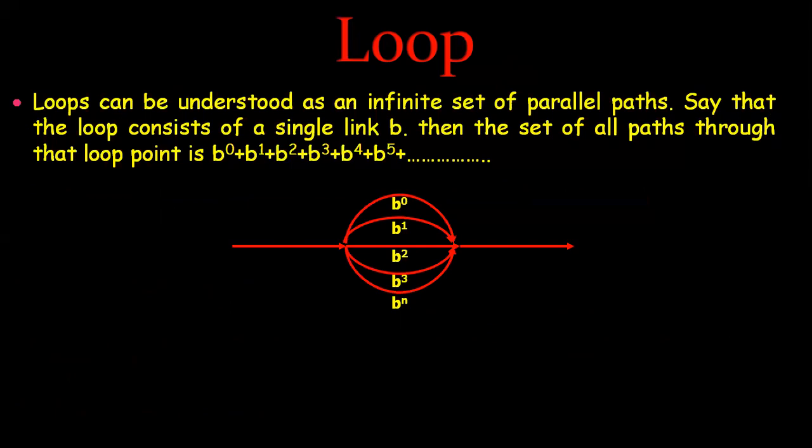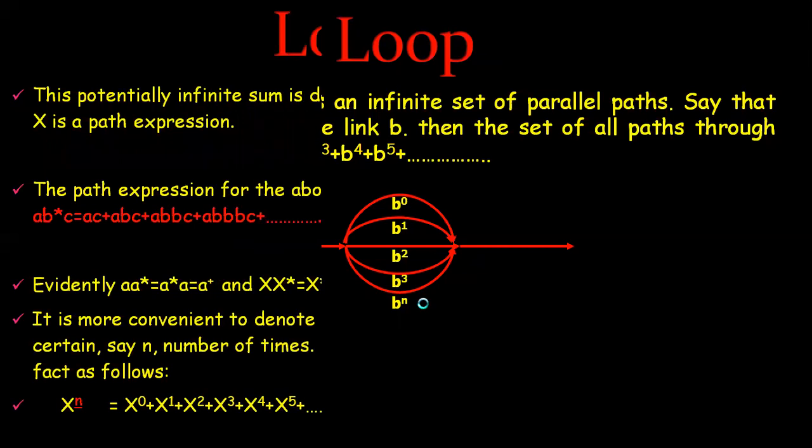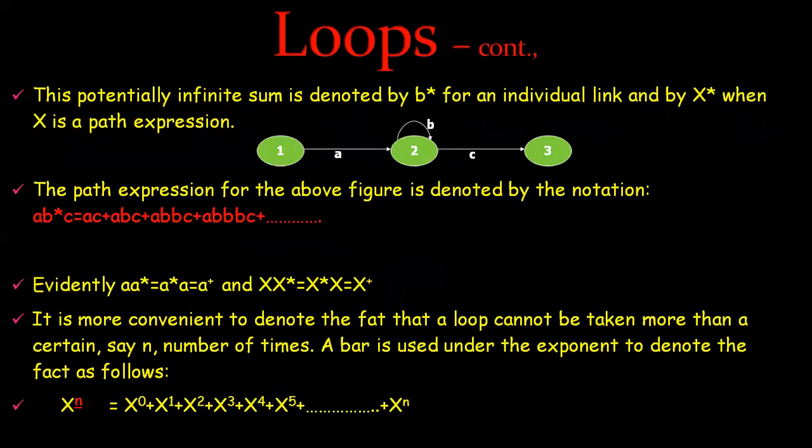So the path expression for this particular picture will be, if this is A and this is C, then it is A B star C. The meaning is AC or ABC or ABBC or ABBBC.